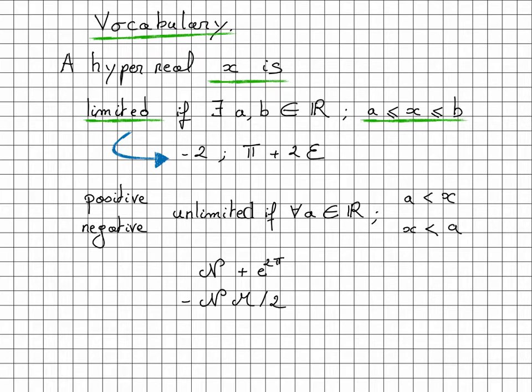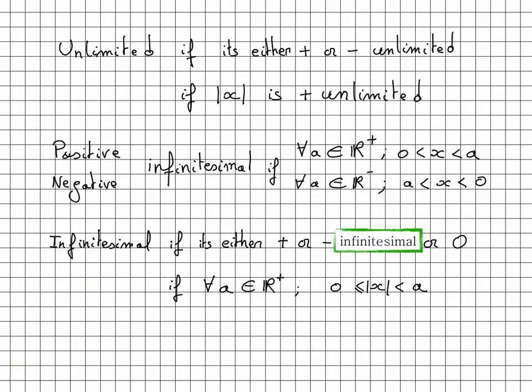We say that a number is positive or negative unlimited if for all real numbers a we have a smaller than x, or x smaller than a. Simple examples are given here. We say that a number is unlimited if it is either positive or negative unlimited.